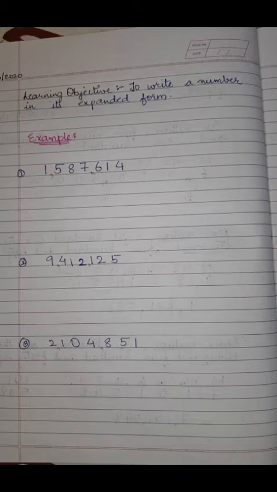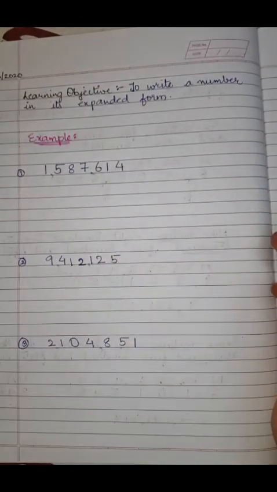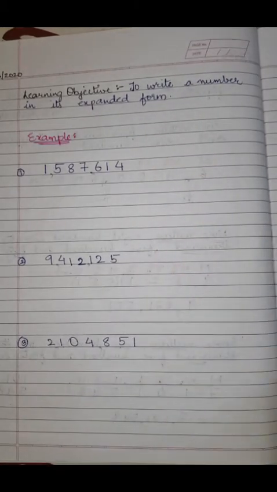Today we have two learning objectives that we are going to achieve. Our first one is to write a number in its expanded form. Now, we have done writing our numbers in words and figures. So in relation to those two topics, you have today's new topic, which is to write a number in its expanded form. Okay, so let's look at how it is done.